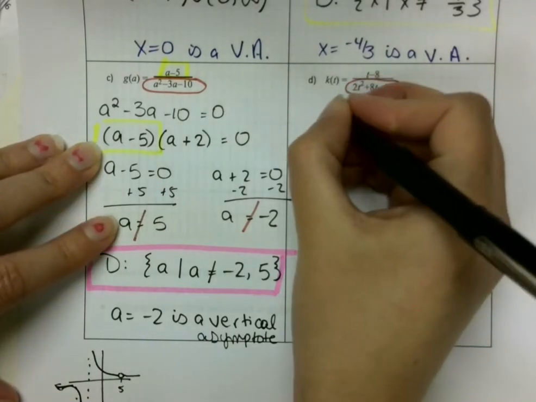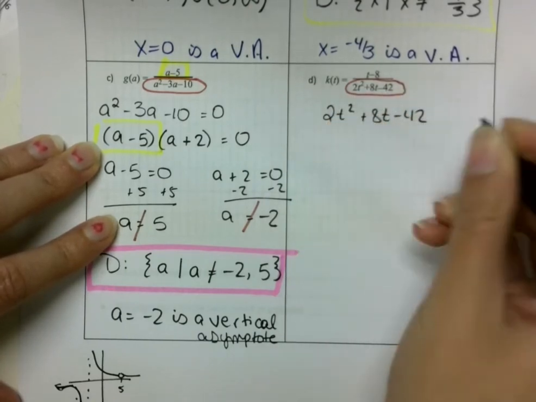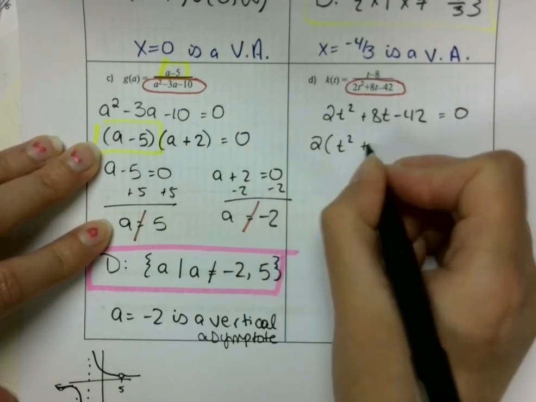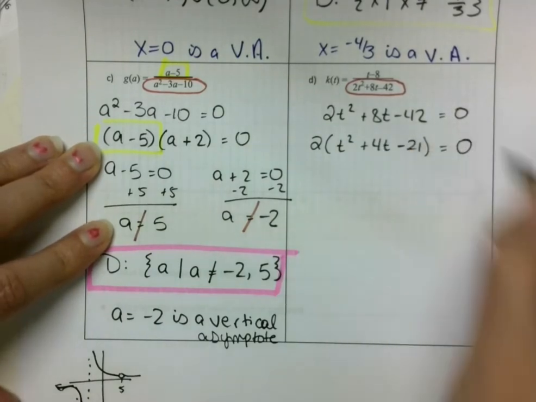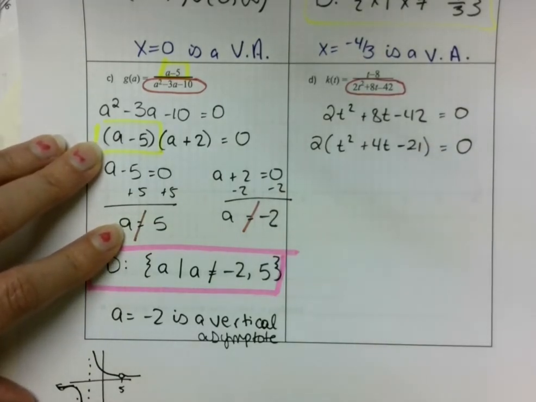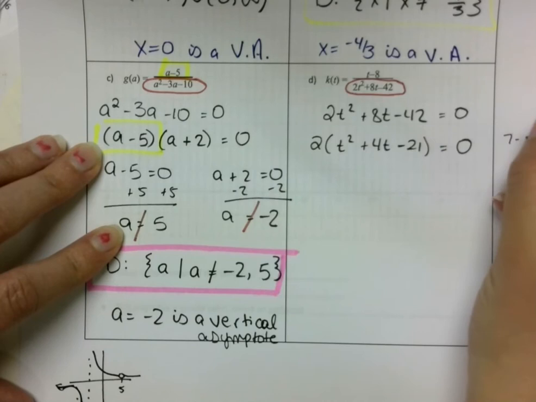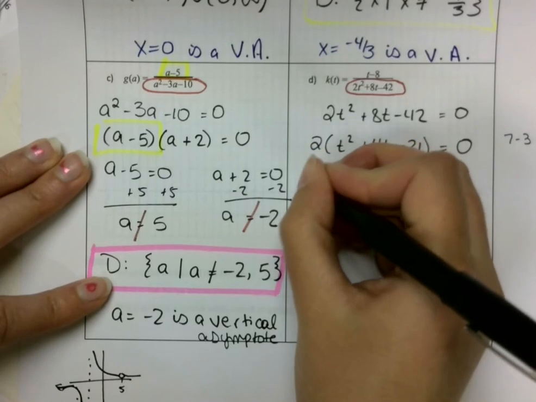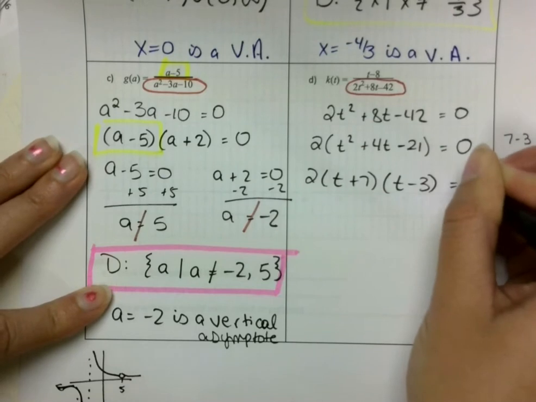And so I need to get the denominator here factored. So 2t squared plus 8t minus 42 equals 0. Those all have 2 as a GCF. Factor that out. t squared plus 4t minus 21 equals 0. And you think of a pair of numbers that goes into 21. 7 and 3. If I have a positive 7 minus 3, that's going to work. It's going to give me a 4, and then multiply to a -21. So we've got 2 times (t plus 7) times (t minus 3) equals 0.